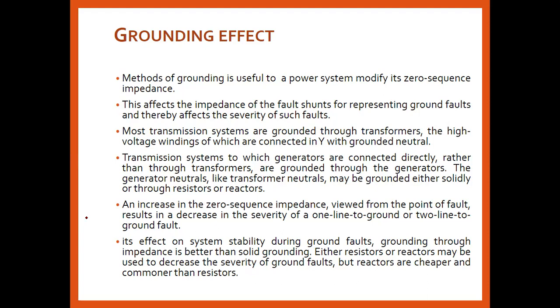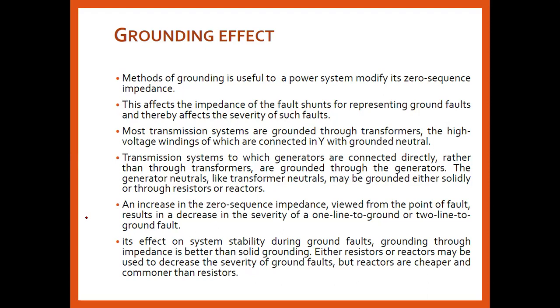Most of the transmission systems are generally grounded through the transformer or through the lightning arrester or through different approaches. But basically, the transformer is not even grounded at the high voltage winding, which is generally connected in delta, that is, not even a grounded neutral to start with. So the transmission system to which the generator is connected is generally grounded through the generator, and the generator neutral, like the transformer neutral, may be grounded through a resistance or a reactor. So resistances, reactors, or impedances are generally useful to ground the different apparatus of the power system, so as to modify its zero sequence impedance and overcome the severity of the different faults that occur on that power system.